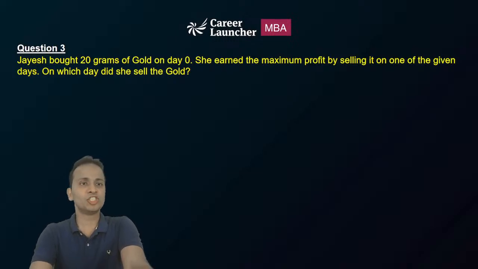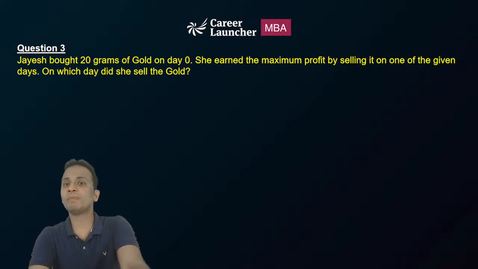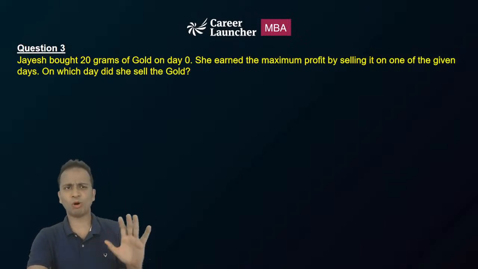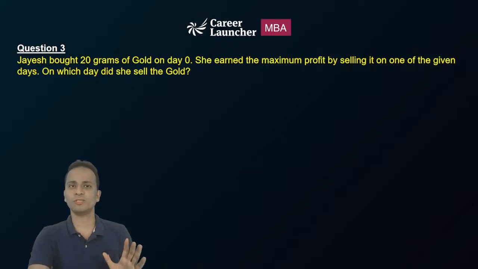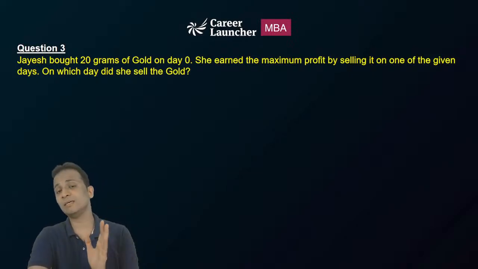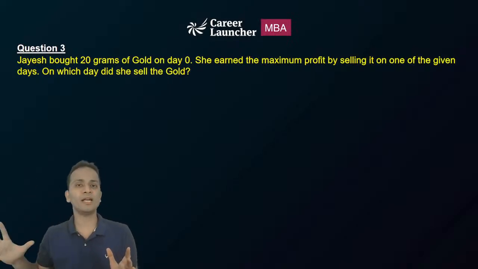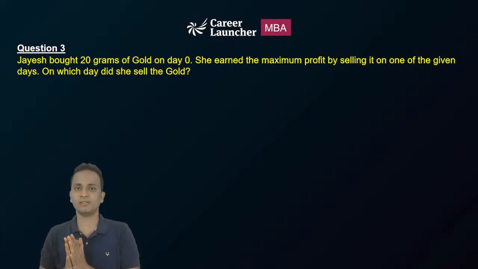You will love it. Jayesh bought 20 grams of gold on day 0. She earned the maximum profit by selling it on one of the given days. On which day did she sell the gold? So a person bought gold on day 0 and she earned the maximum. So bought the gold on day 0 and sold it on one of these days, right? So what will be the maximum profit that she will earn, right?